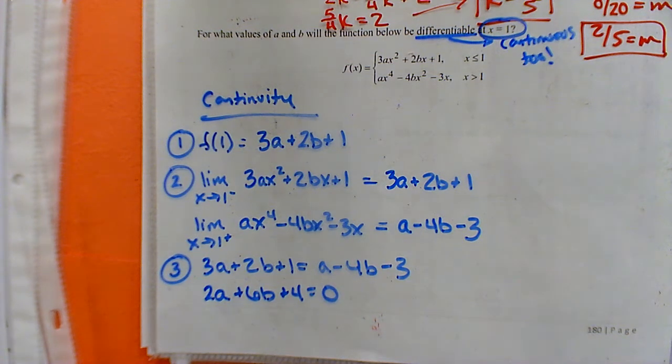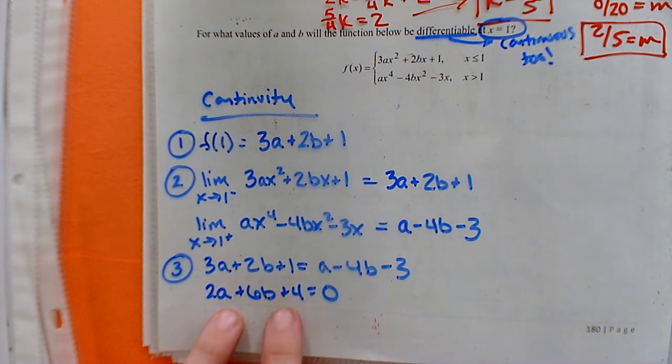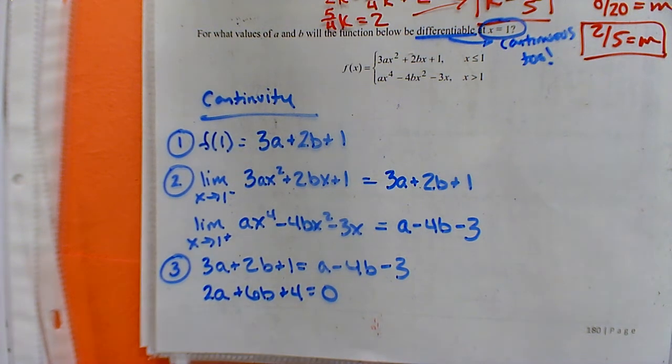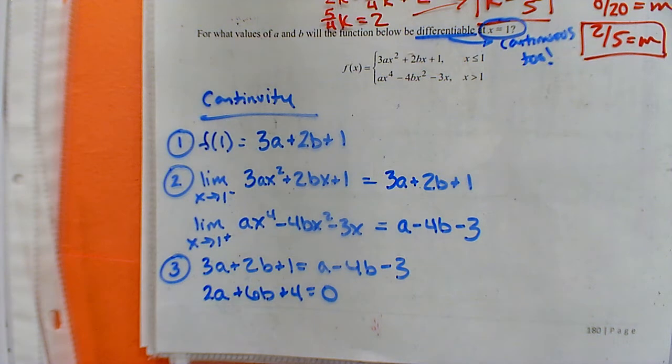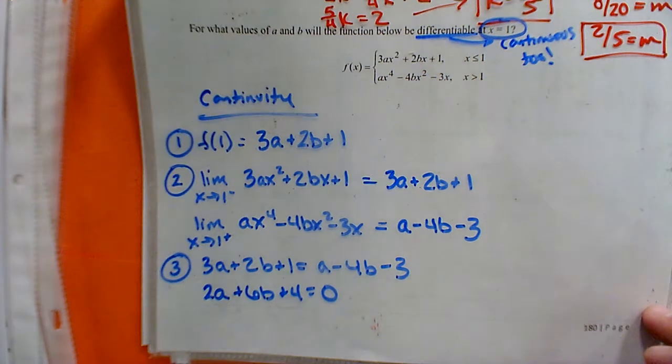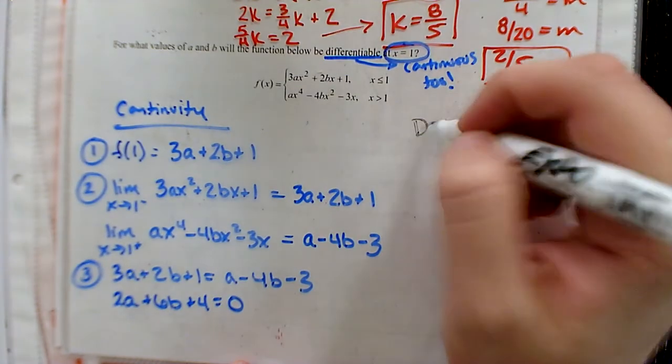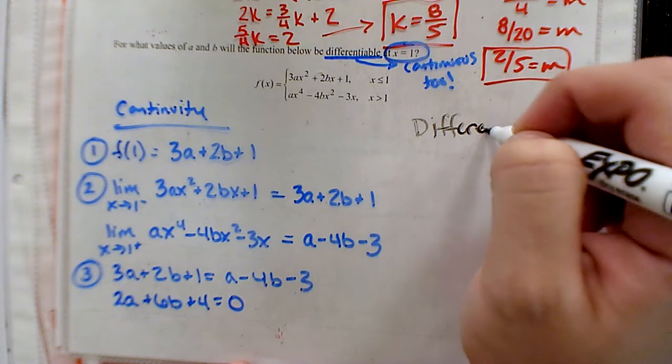Now, if our goal is to figure out a and b numbers here, we only have one equation with two variables. It's not balanced. So somehow we have to figure out another equation to help us figure out a and b. So let's check out the differentiability part.